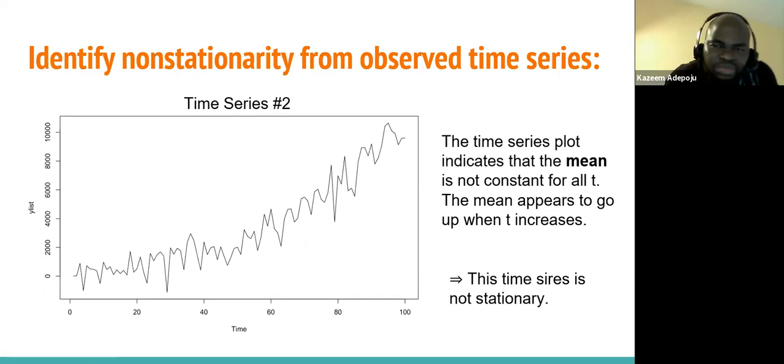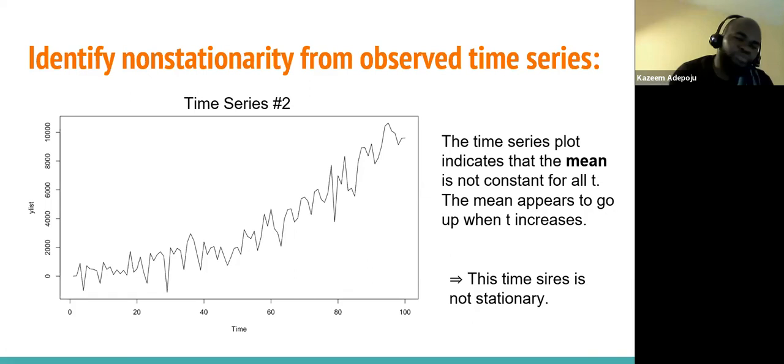I think I get something on my chat. Somebody asked: can the mean and variance be non-constant on a subset of time? Of course, it depends on the nature of the data set. We can have a situation where the variance is changing and the mean is also changing in the same data set. It's possible.